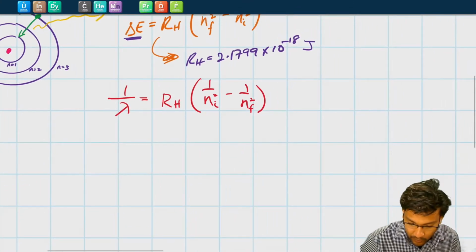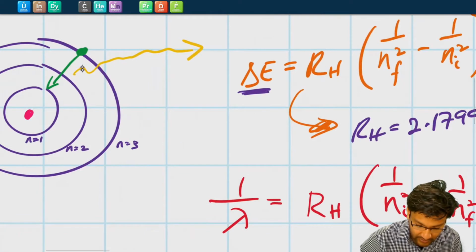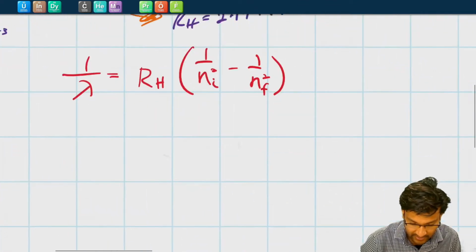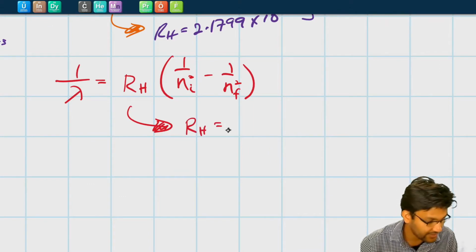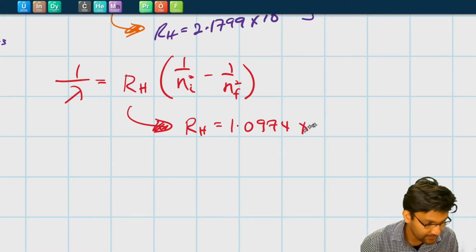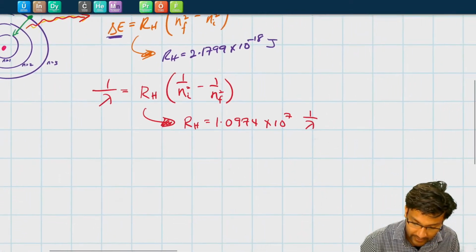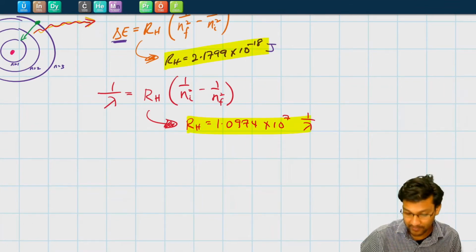Now, where initial and final goes doesn't really matter too much because we're only looking at the wavelengths of light in this case, not necessarily whether energy was absorbed or emitted. But the other thing that you want to note is that in the lab, they use a Rydberg constant for hydrogen of 1.0974 times 10 to the 7, 1 over meters, right? These two numbers are very different, but they refer to the same constant.